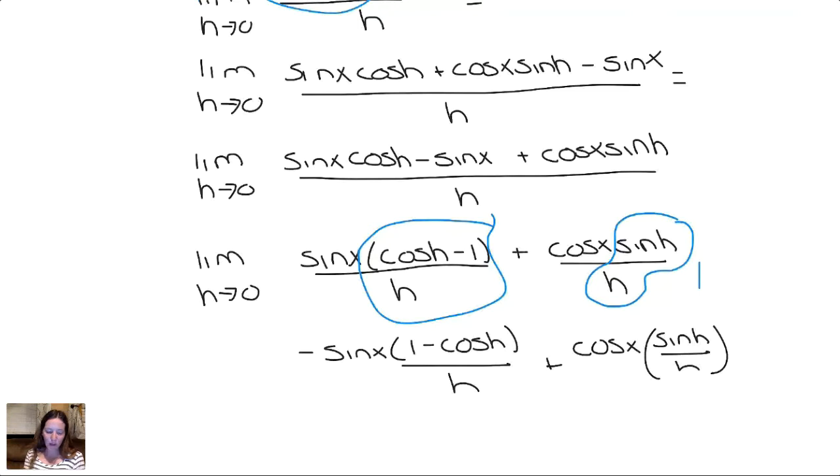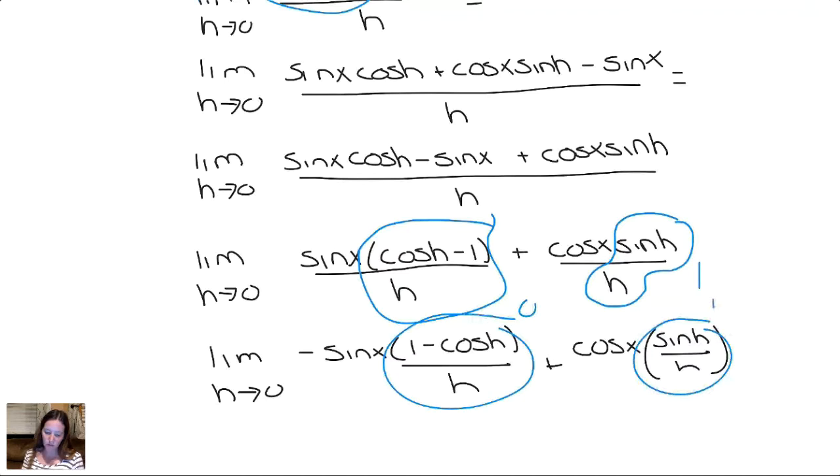So now, when we plug in, this here is going to go to 0. This here is going to go to 1. So we end up with negative sine x times 0, which is just 0, plus cosine x times 1, which is just cosine x. And that is our derivative. So we just proved the derivative of sine x is cosine x.